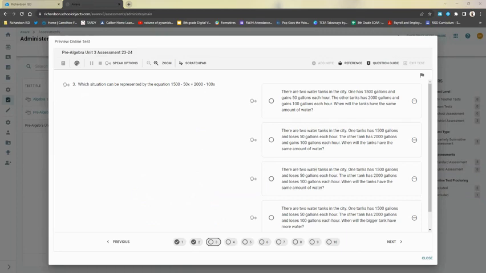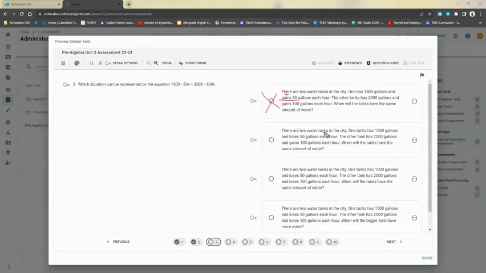All right, which situation can be used to represent the equation? So we're going to read each one of these and see if it works. There are 2 water tanks in the city. One has 1,500 gallons and gains 50 gallons a week. This word gains means I'm adding. And there's no adding here, so I know this one's not right.